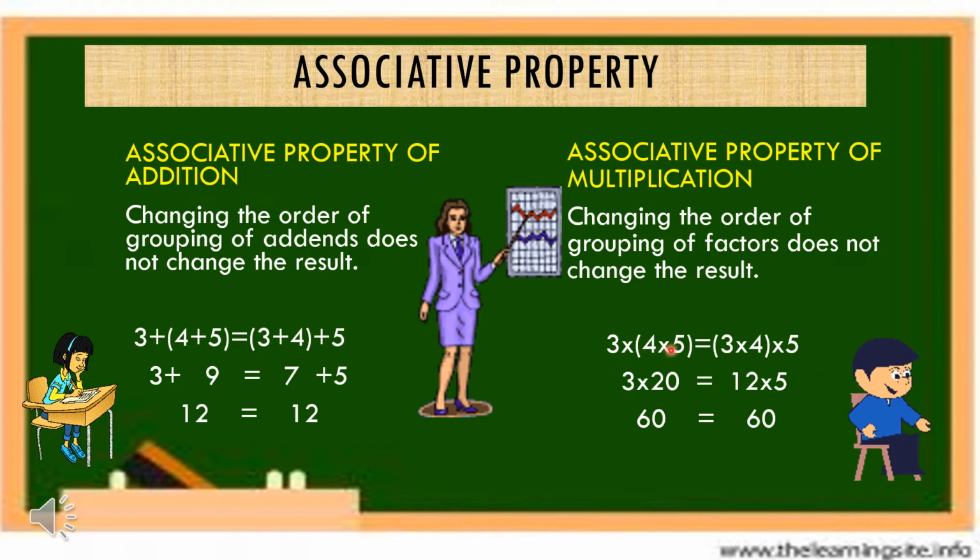So in the first grouping, we group 4 and 5. 4 times 5 is 20, and 3 times 20 is 60. In the second grouping, we group 3 and 4. 3 times 4 is 12. 12 times 5 is 60. 60 equals 60.